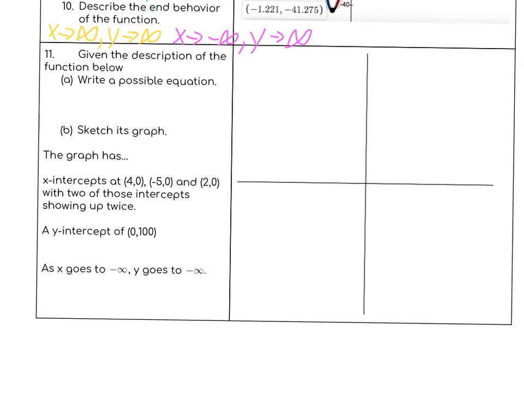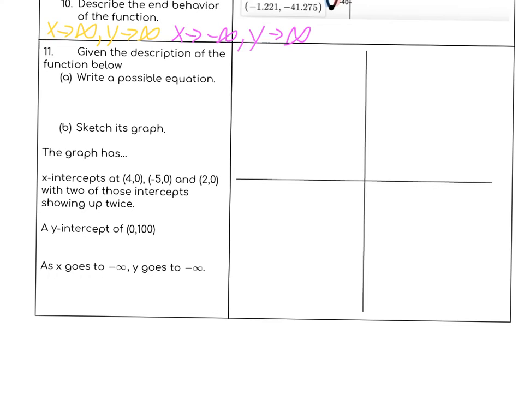All right. So now we've got some fun stuff. Given the description, we've got to write a possible equation and sketch a graph. I'm going to maybe sketch this graph first and then go to an equation. So I've got intercepts at 4, 0, 2, 3, 4. Negative 5, 0, 1, 2, 3, 4, 5. And 2, 0. We've also got a y-intercept of 100.